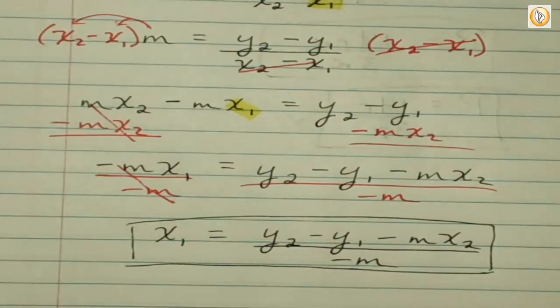Yeah, if you were to do it the other way, I don't know if it would work. If you were to do it the other way, it would be x1 equals negative y2 plus y1, right, plus x2 over negative m, but it doesn't have the negative m next to the x. So it wouldn't work.